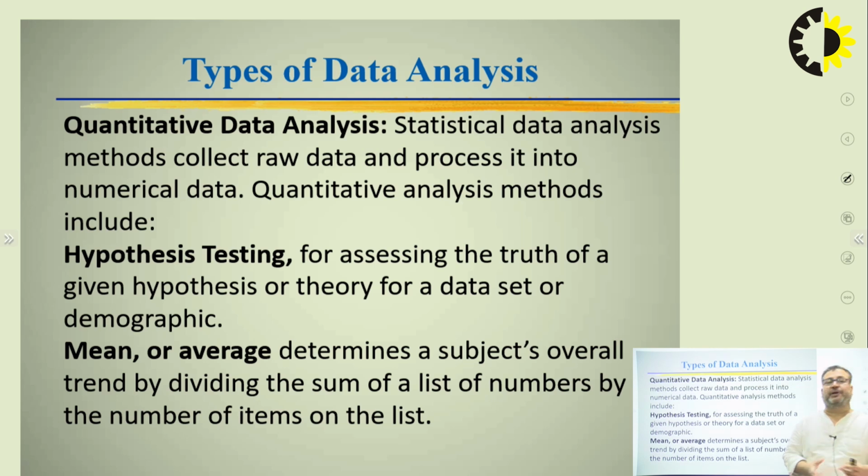So, what is hypothesis testing? It is for asserting the truth of a given hypothesis or theory for a data set or demography. Then we calculate the mean or average to determine the subject's overall trend by dividing the sum of a list of numbers by the number of items on the list. So, how do you calculate mean or average? We just sum all the observations and divide by how many observations there are, and we get the mean or average.